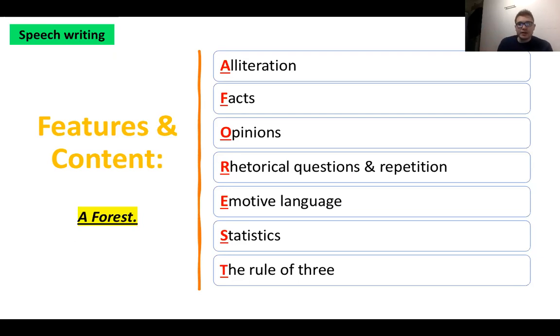The rule of three. Joe Biden is a very good example. He always uses the rule of three in his speeches. For example, he's giving a speech: "I believe we have the right to live in an America that is free, that is just, that is decent." So the rule of three: 1, 2, 3, boom, boom, boom. Try and give three adjectives when you're talking about a speech.